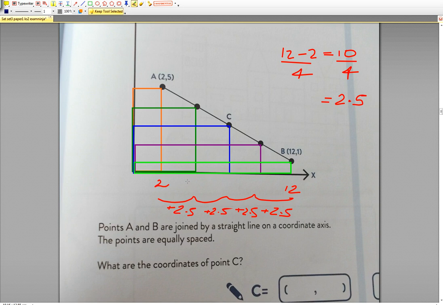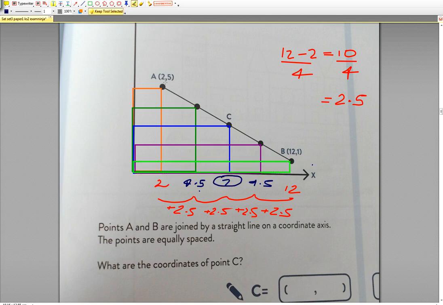So that's 2. 2 add 2.5 is 4.5. 4.5 add 2.5 is 7. 7 add 2.5 is 9.5. And 9.5 add 2.5 is 12. That's right. So our pattern is correct so far. So we've now got the x coordinate for C.